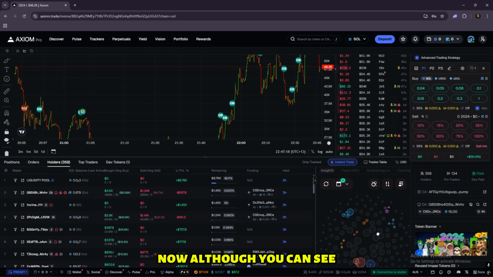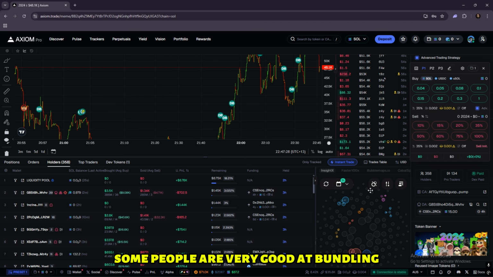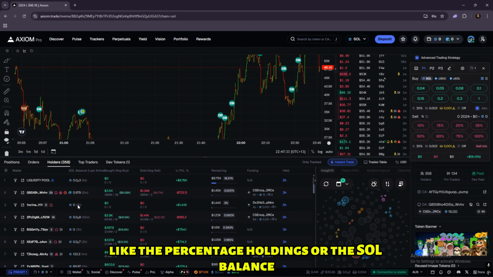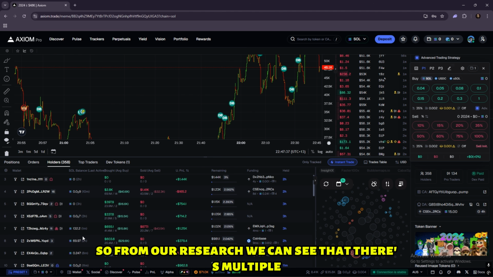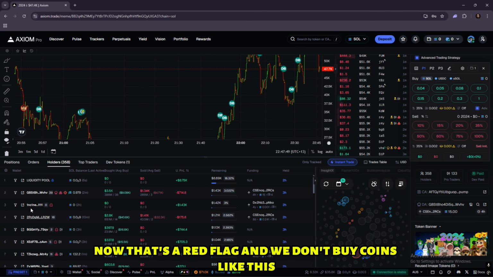Now, although you can see the bubble maps don't look that bad, right? Like we said before, very small bubbles, but this isn't always accurate. Some people are very good at bundling, and you'll need these other methods like the percentage holdings or the SOL balance. So from our research, we can see that actually the top 5 holders, top 6 holders, all have 0 SOL in their wallet balance. Now that's a red flag and we don't buy coins like this.